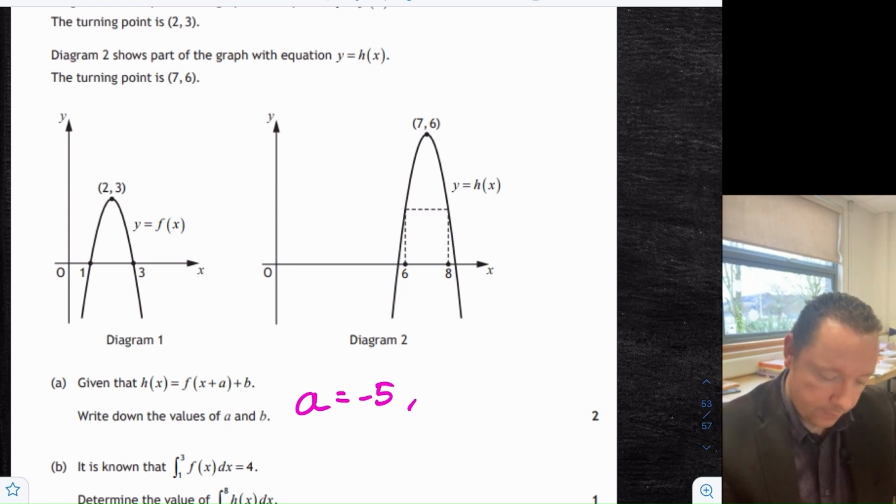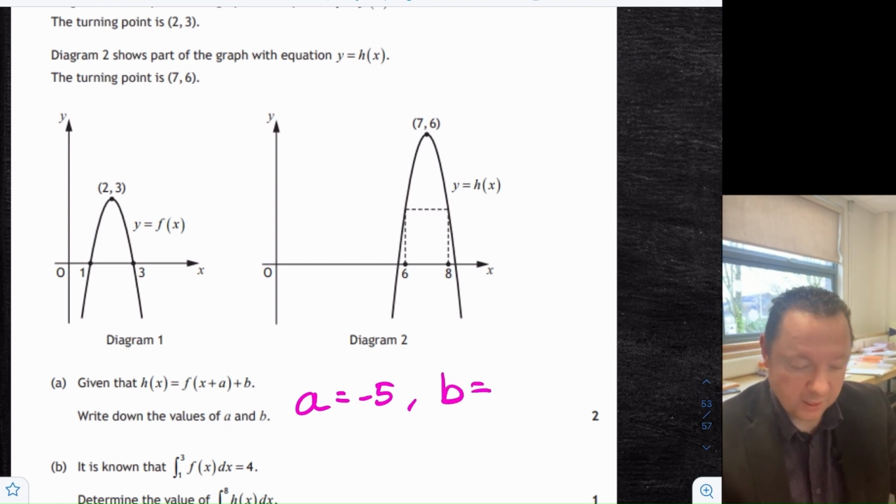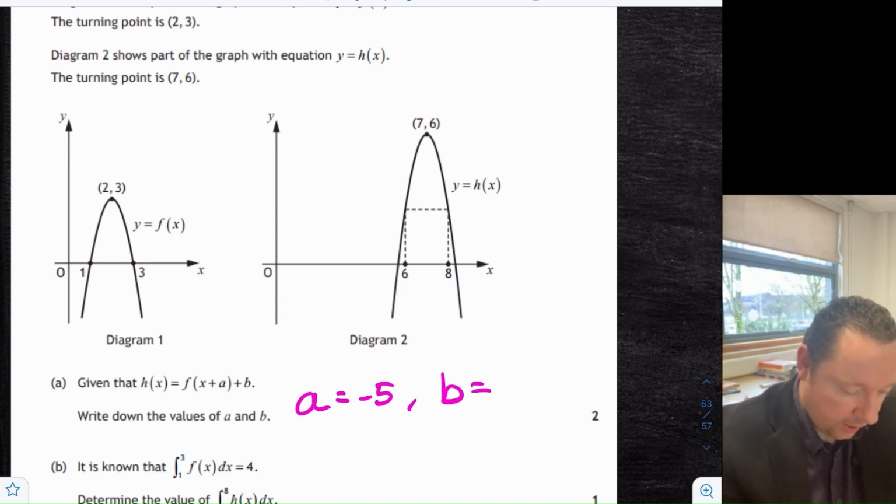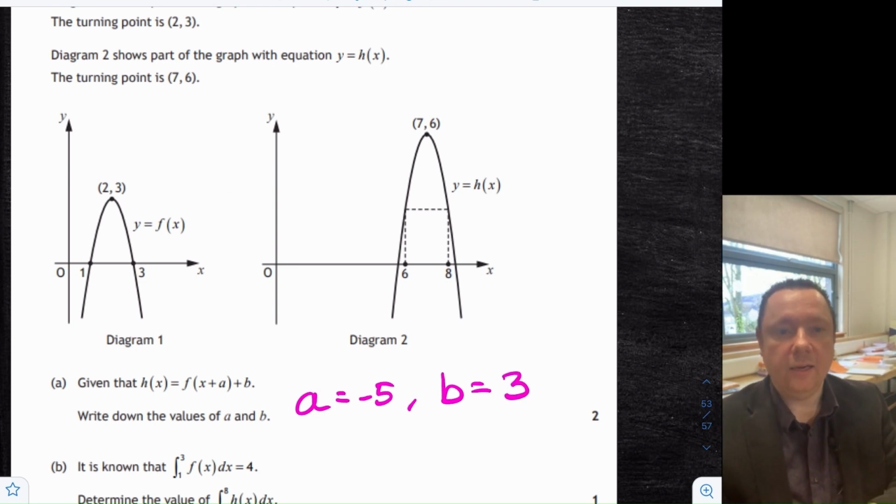And then our B, well, plus B on the end means the whole thing's moved up by some number. We started at 3 and we've ended up at 6. 3 plus 3 is 6, so B is simply the number 3, and we're done there.